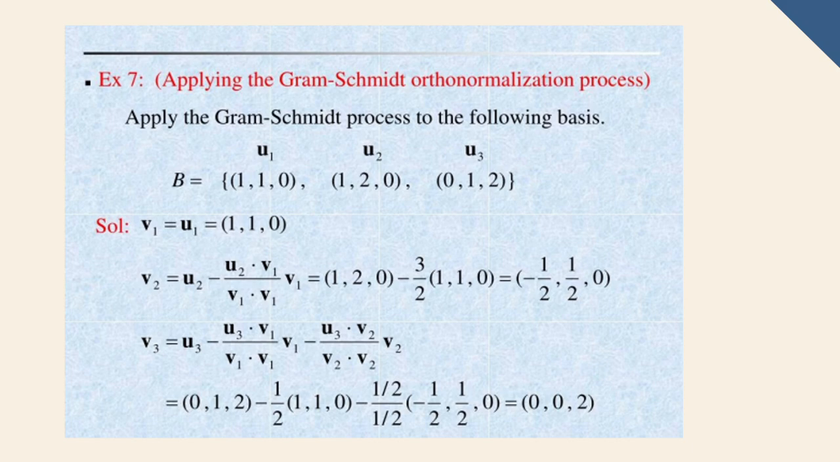And finally, for v3, we subtract the projection onto both v1 and v2 from u3. After doing the calculations, we end up with v3 equals (0, 0, 2). Now we have a fully orthogonal set of v1, v2, and v3.